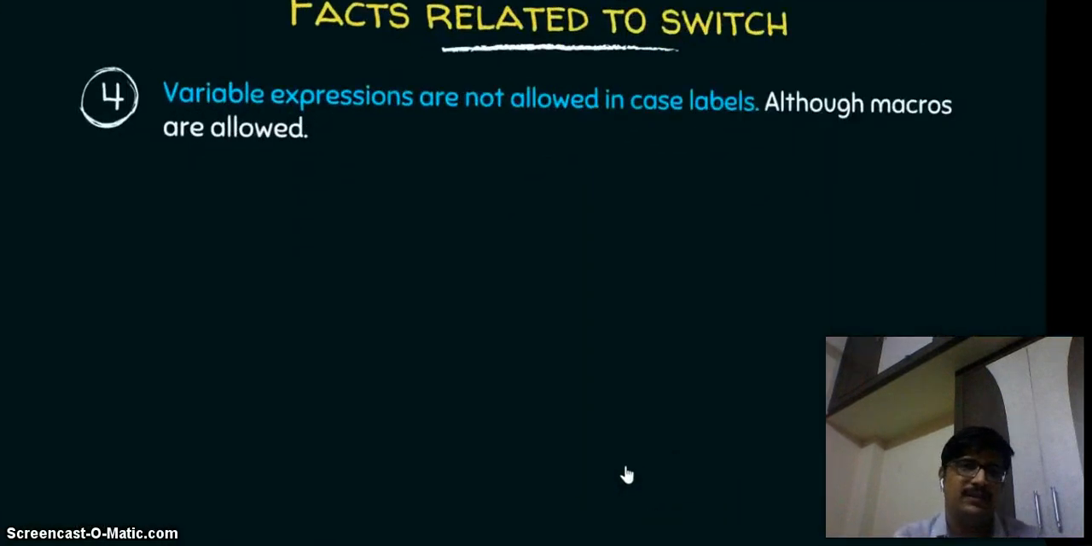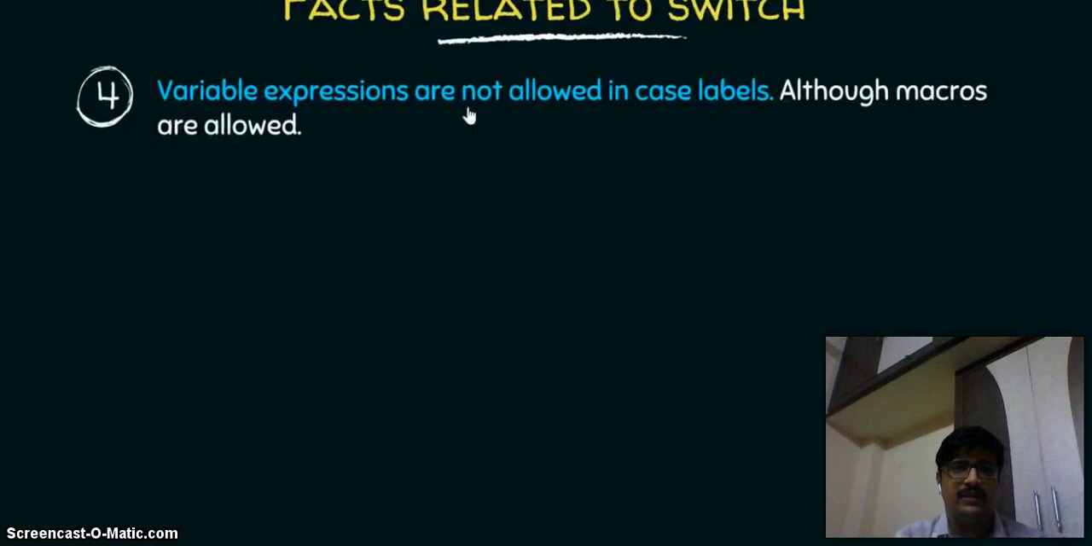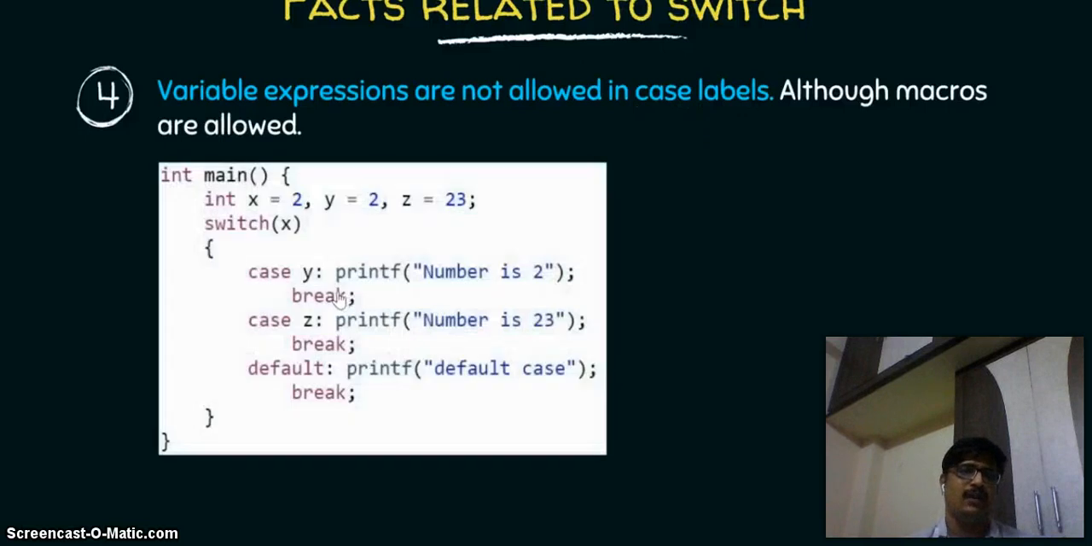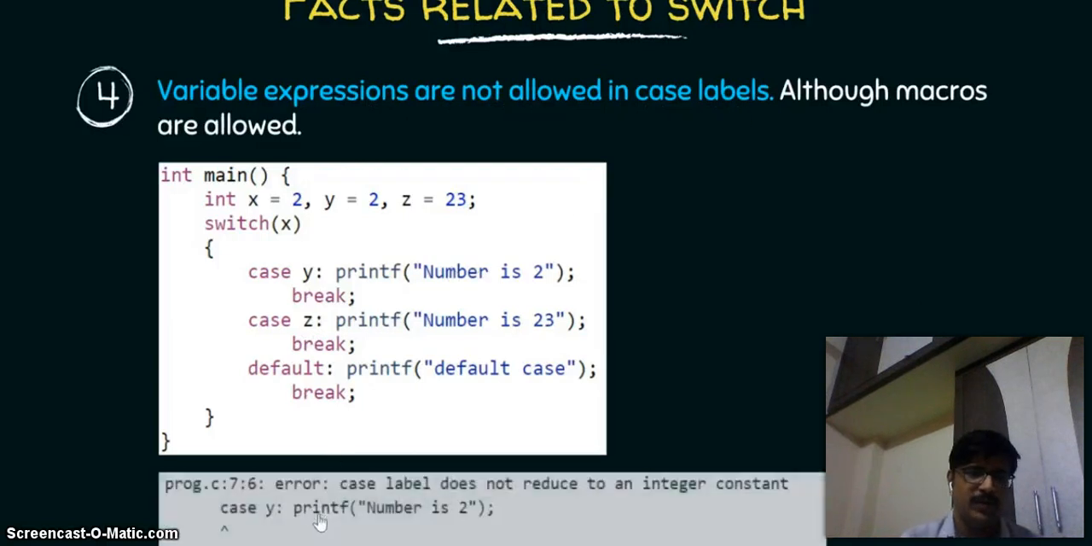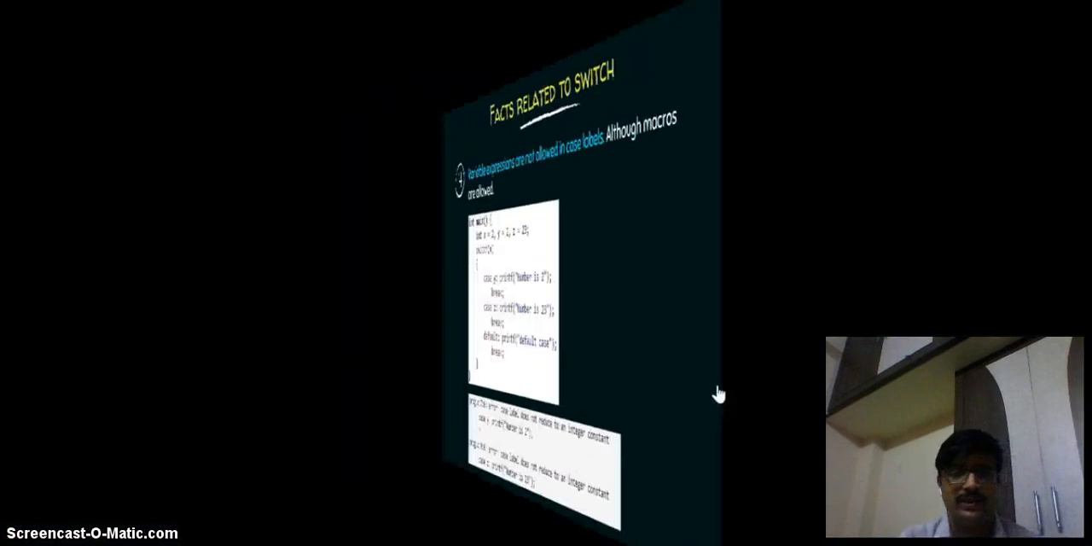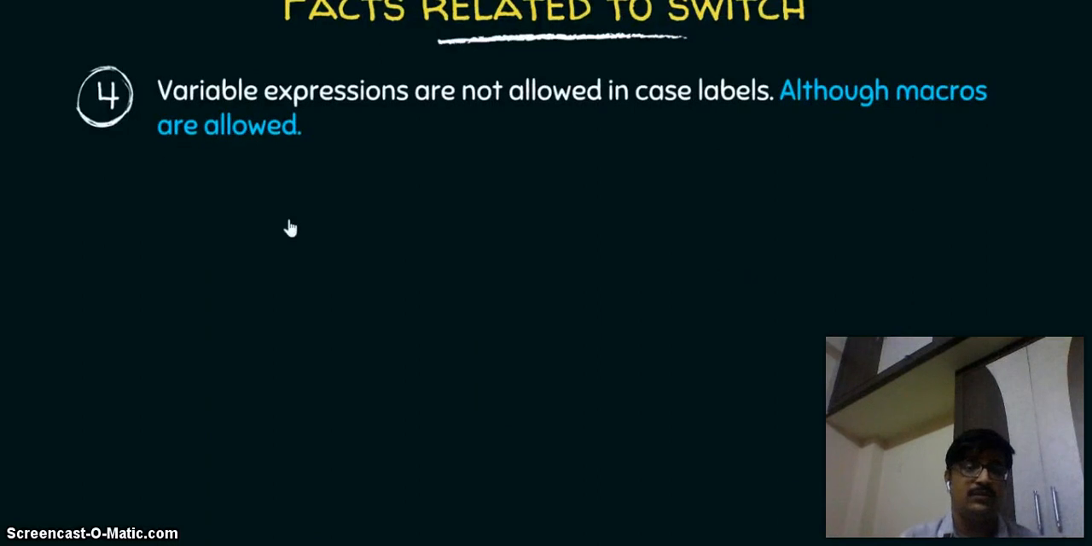Okay, now let's consider the fourth fact. Variable expressions are not allowed in case labels, although macros are allowed. For example, here I am taking three variables x, y, and z, and I am writing one case label as y and another case label as z. These are variables, and variables are not allowed in case labels. So this is going to give an error, case label does not reduce to an integer constant.